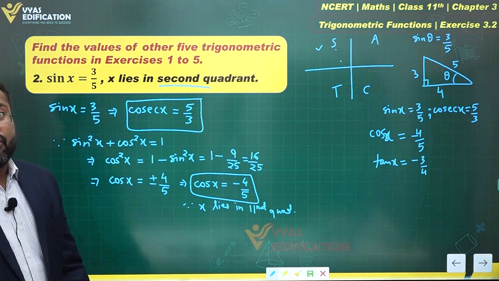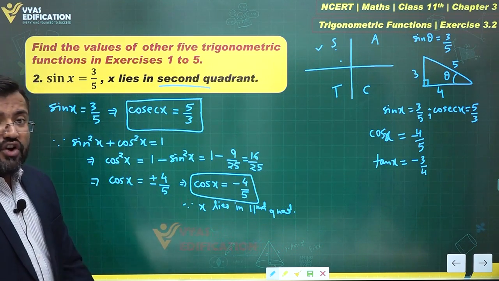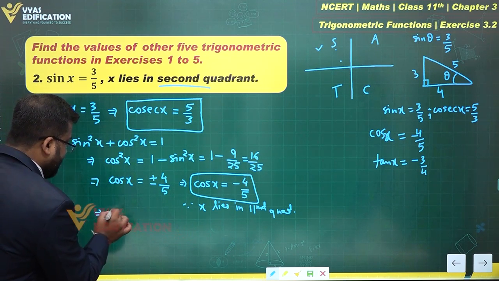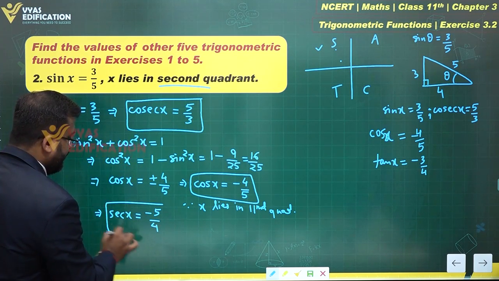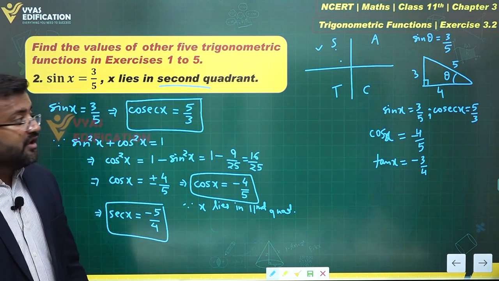Since x lies in the second quadrant, once you have found cos x, you can easily find sec x. Sec x is the reciprocal of cos x, which will be minus 5 by 4. This is sec x. What about tan x and cot x?